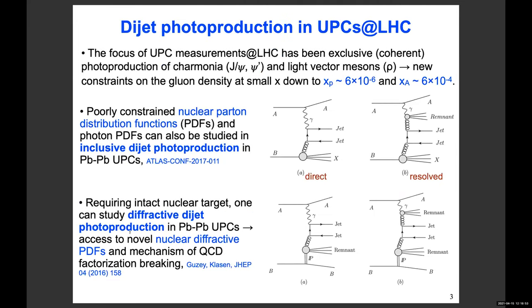You probably heard a number of talks on UPCs at this workshop already, and one could infer that the focus of UPC measurements at the LHC so far has been exclusive, that is, coherent photoproduction of heavy, that is charmonia, and light vector mesons on protons and nuclei. And the main interest in studying these processes is to constrain the poorly known gluon density at small x. In the proton, one can go down to 6 × 10⁻⁶. In heavy nuclei, UPCs at the LHC allow one to probe the nuclear gluon density down to 6 × 10⁻⁴.